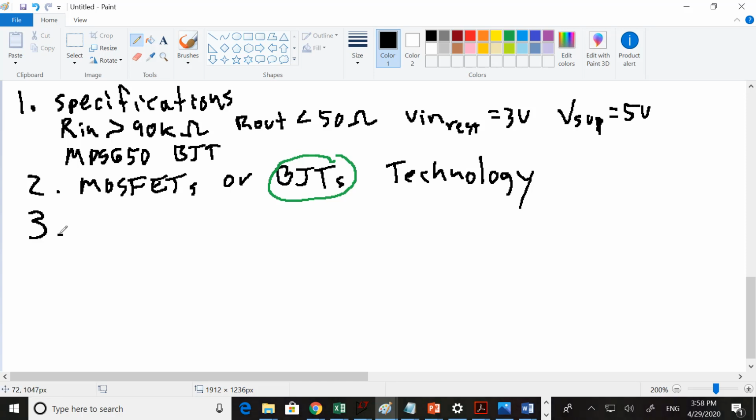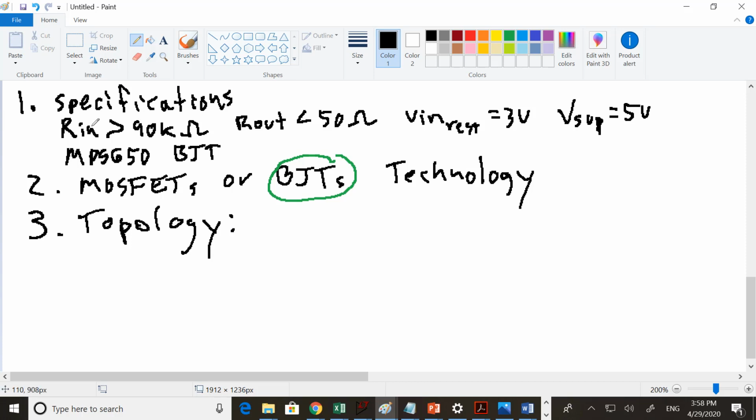Okay, 3 is the topology. And we haven't summarized in class, but on the homework, you looked at the 3 types of single transistor amplifiers. And that's common source or common emitter, common gate or common base, and common drain or common collector. So those are the 3 single transistor amplifier styles. And you have to pick one of those that meets your specifications.